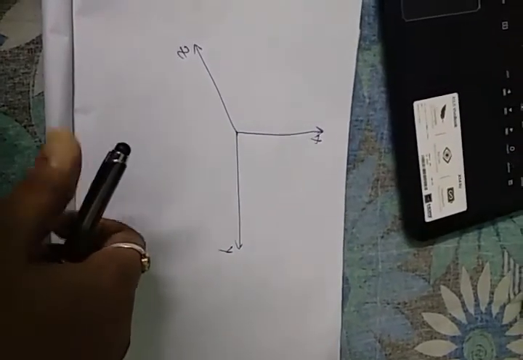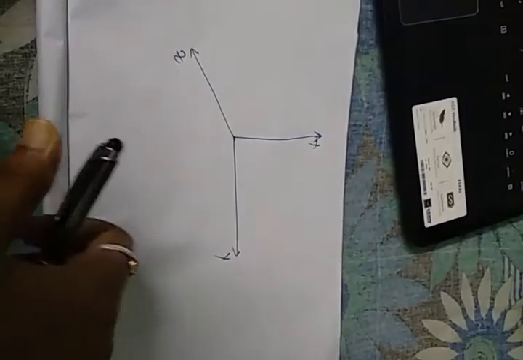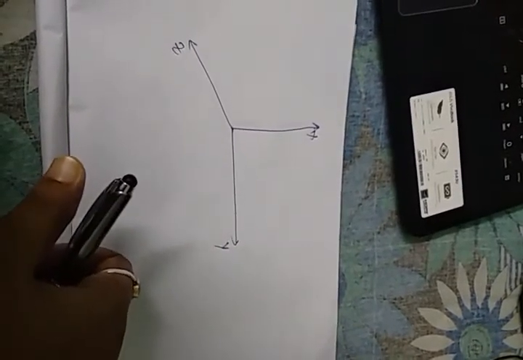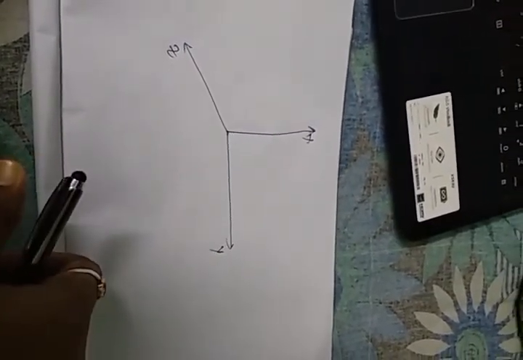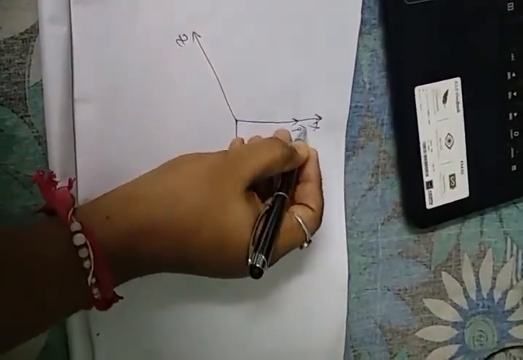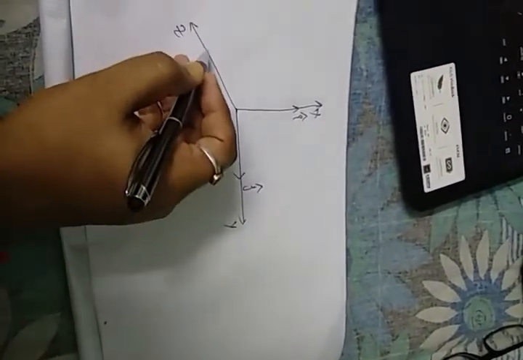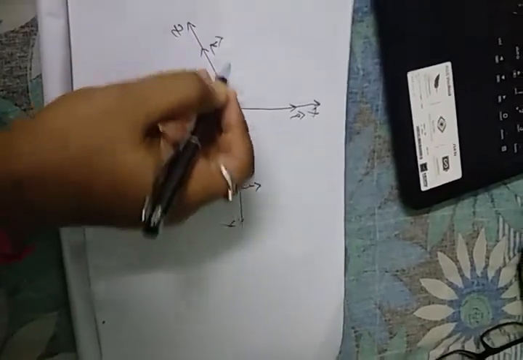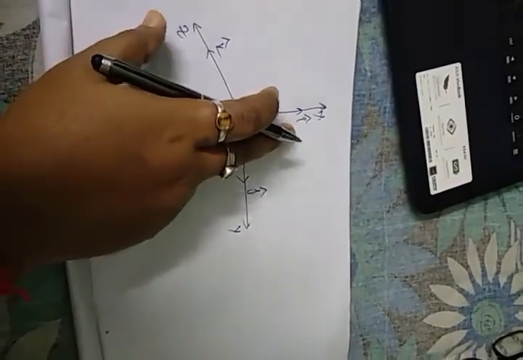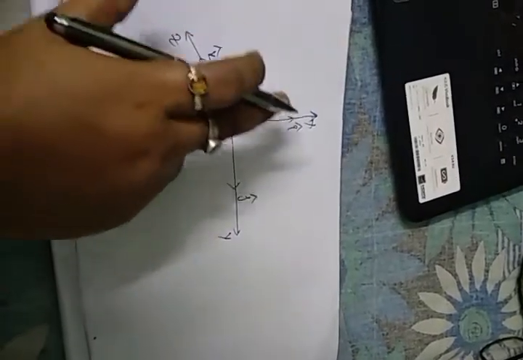Why have I assumed that? Because I want to apply a different rule called the right hand thumb rule. With its help, it is very easy to find the cross product of two vectors or two unit vectors. Along the x-axis there is a unit vector i cap, along the y-axis there is a unit vector j cap, and along the z-axis there is a unit vector k cap. Now what we have to do is find the cross product of i cap and j cap, j cap and k cap, and k cap and i cap.